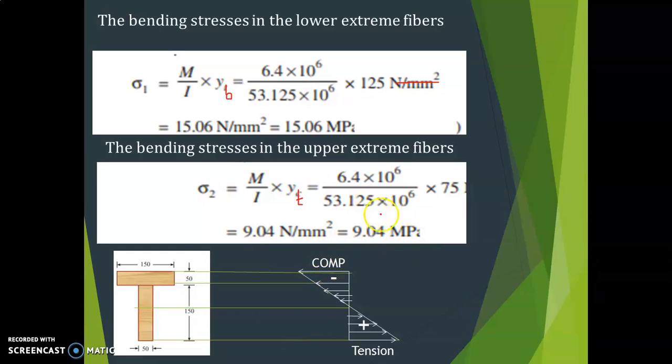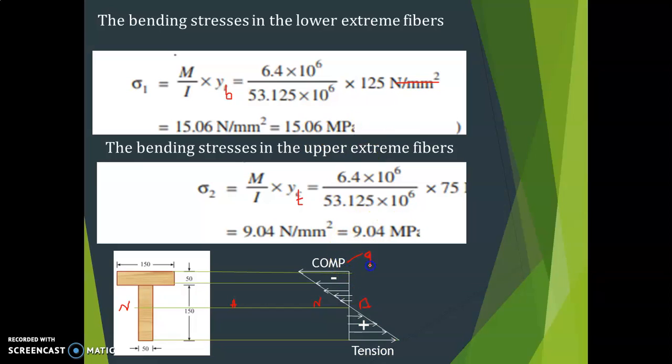So once it is calculated, you can draw the bending stress diagram. The bending stress diagram is like this. This is the position of the neutral axis. So draw the line from the top extreme fiber to the bottom extreme fiber. In the problem it is given that it is tension on the bottom side. So here it is tension, here it is compression. Tension is plus, so towards the right side, and compression is towards the left side. You can write the values also here. Compression on top is 9.04 and bottom it is 15.06.